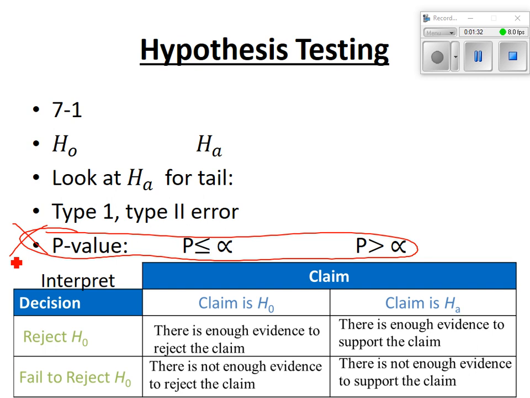So the H0 always has either less than or equal to, greater than or equal to, or equal to, and then the HA is always less than, greater than, or not equal to. And remember, look at this one to figure out whether you're right-tailed, left-tailed, or two-tailed.